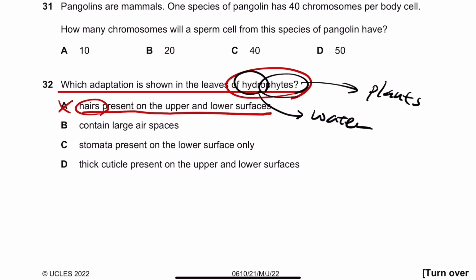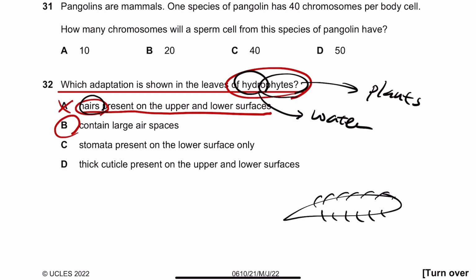The reason is that the hairs on the leaves usually prevent the leaves from losing the water vapor surrounding the leaves. So the hairs trap the water vapors around the leaves. But the hydrophytes are not lacking water, right? They got plenty of water, so A is not the right answer. B looks like it's the answer.